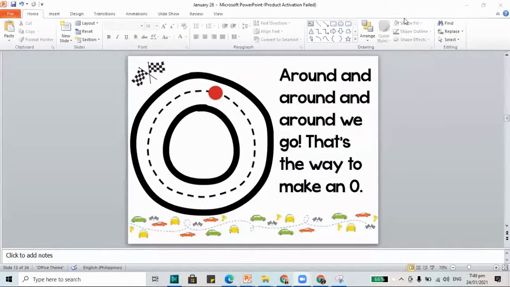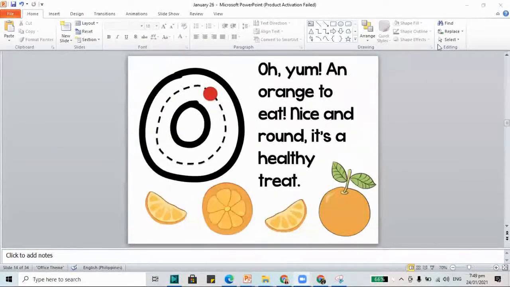And how about let's do our letter O? Let's trace our letter O. Around and around we go. That's the way to make an O. Again, around and around we go. That's how we make the letter O. Capital letter O. And this one, it's lowercase letter O.